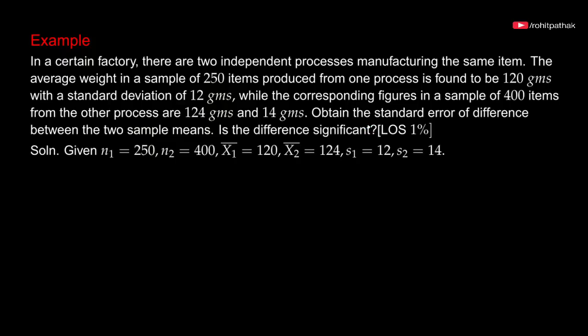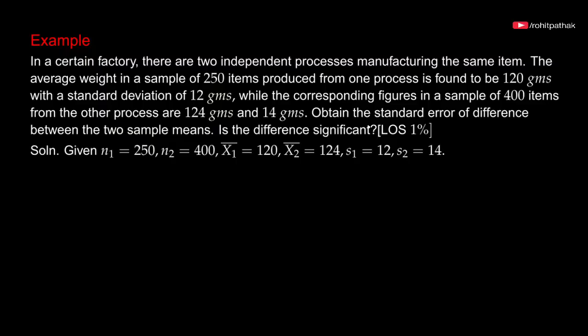The average weight in a sample of 250 items produced from one process is found to be 120 grams with a standard deviation of 12 grams, while the corresponding figures in the sample of 400 items from the other process are 124 grams and 14 grams. Obtain the standard error of difference between the two sample means. Is the difference significant? Take level of significance as 1%.